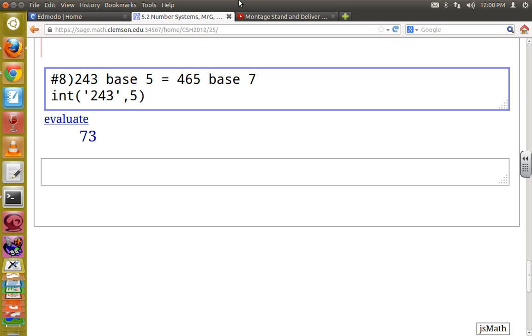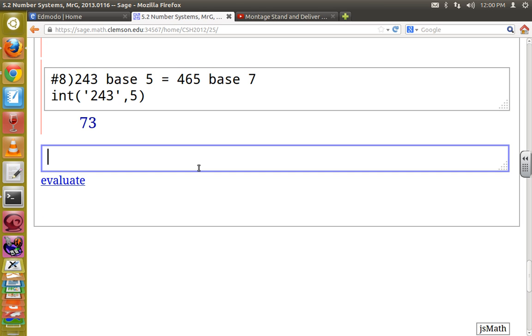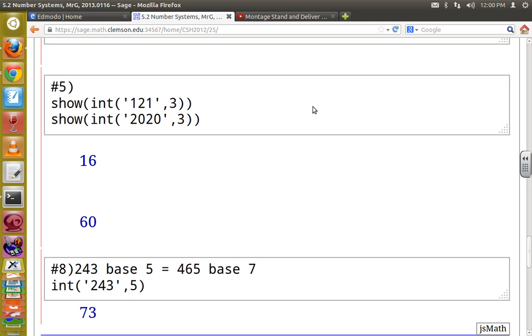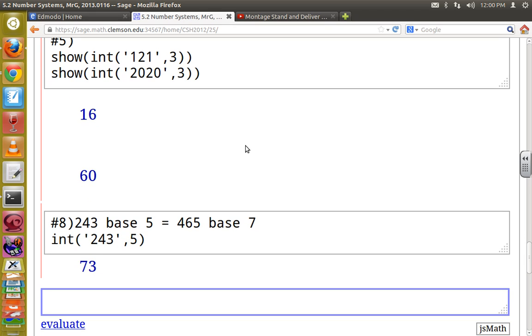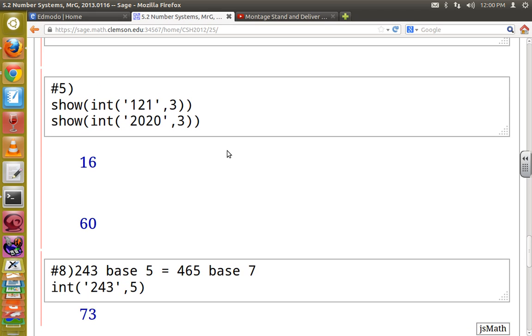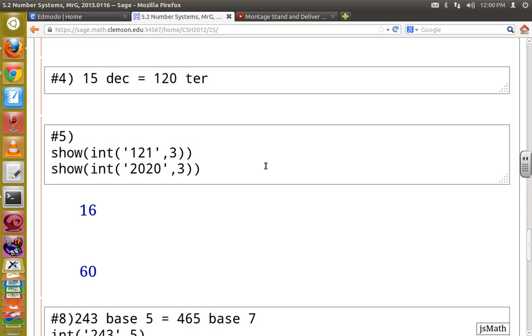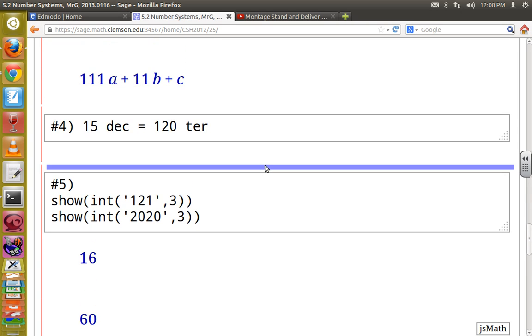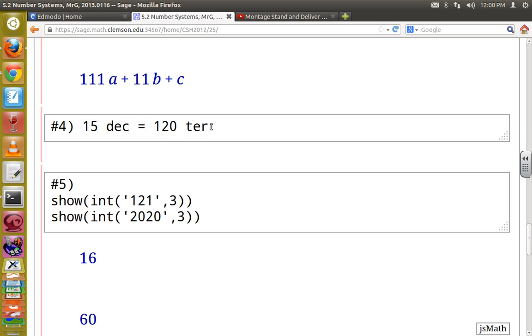All right, number 9 says, why do I have to go up? Well, I did a lot of stuff on the smart board, so I skipped 6 and 7, but I got 5. That's 5. That's 4. That's changing 15 base 10 into something base 3. All right, we don't have a command to change to base 3, so we did it by hand.